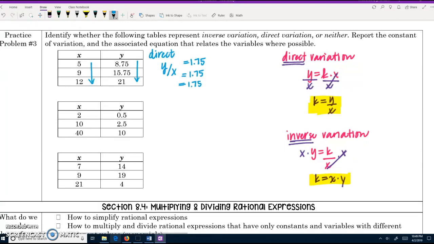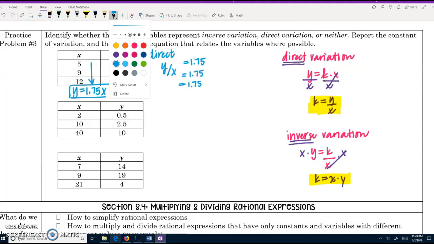So these guys all match. They maintain that constant relationship, and specifically, they match to direct variation. So our equation here would be y equals 1.75 times x, and we can go ahead and box that out.